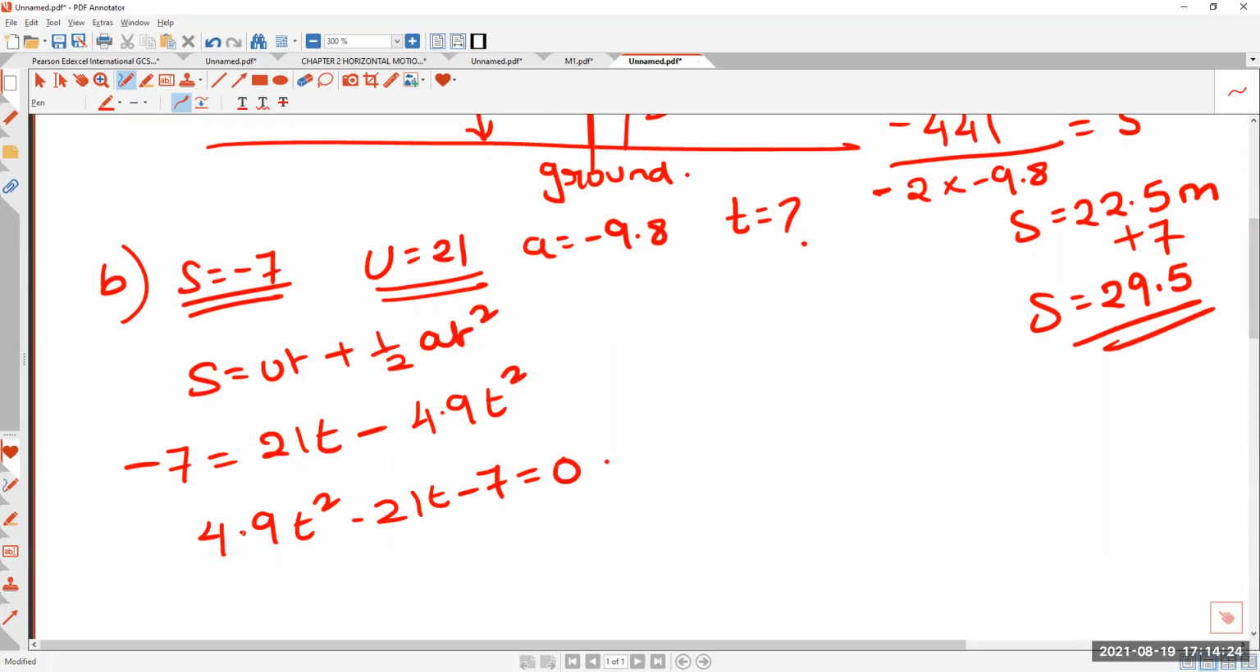বুঝছো কিনা বলো? Clear? তোমাদের clear আছে সবকিছু? Okay, I'll pause the recording.